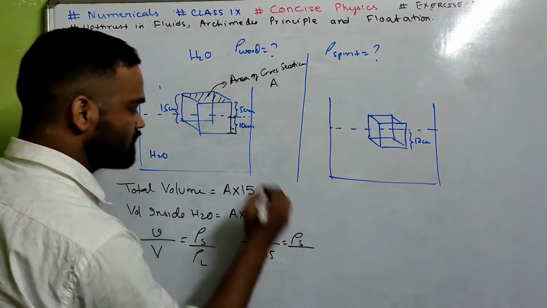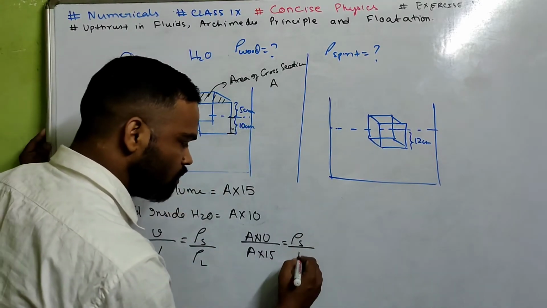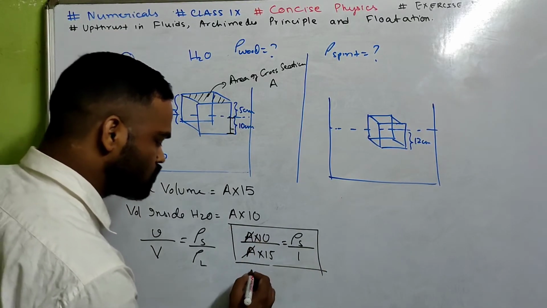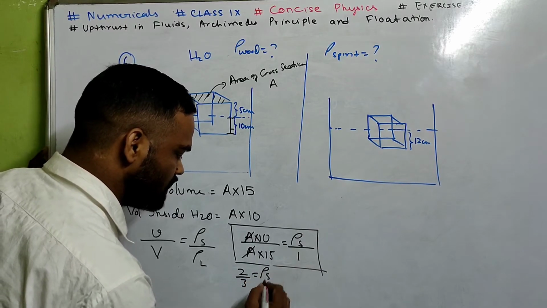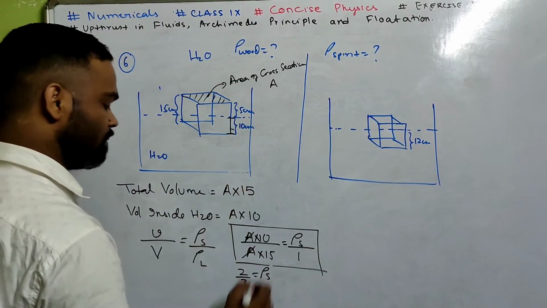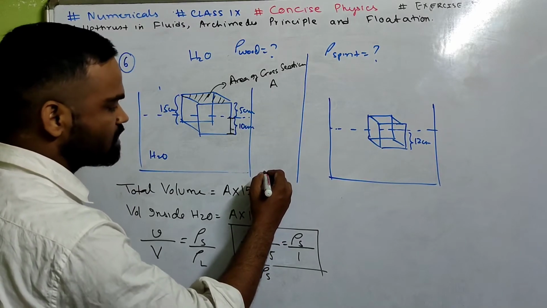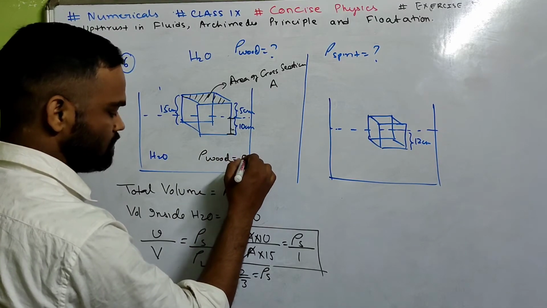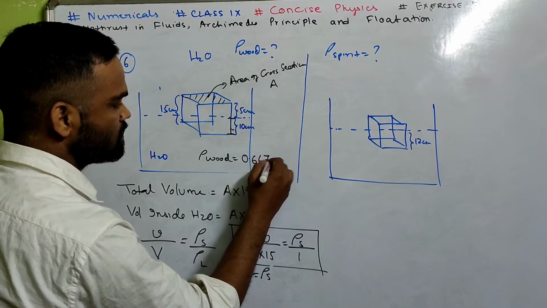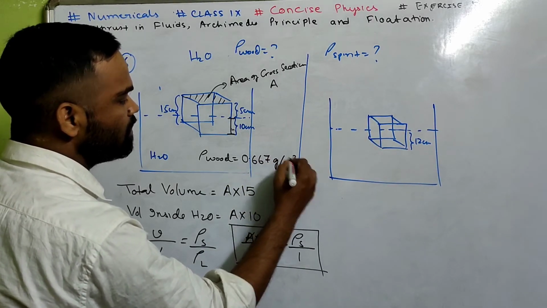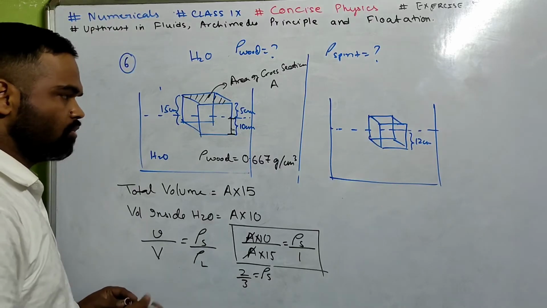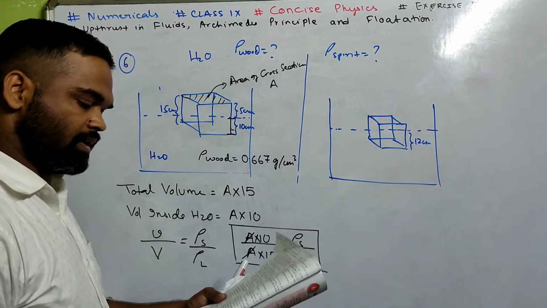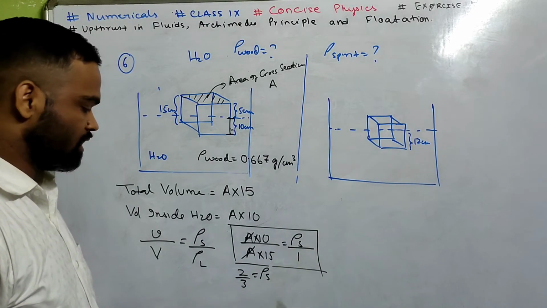Density of the wood, we don't know. Density of the liquid, this is water, so 1 gram per centimeter cube. So A cancels out. This is 2 by 3. So 2 by 3 equals rho S, which means density of the solid will be 0.667. Density of wood will be 0.667 gram per centimeter cube, or you can leave it as 2 by 3 gram per centimeter cube also. They've given it as 0.667 gram per centimeter cube.